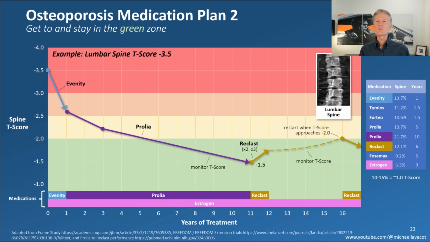And you know what? Let's start with Evenity. This is the path I took, by the way. I thought I was at minus 3.8 when I started. It turns out, because of DEXA scan errors, I was at minus 3.2. Regardless, I went from Evenity and then I transitioned to Prolia. This is basically what I'm doing.